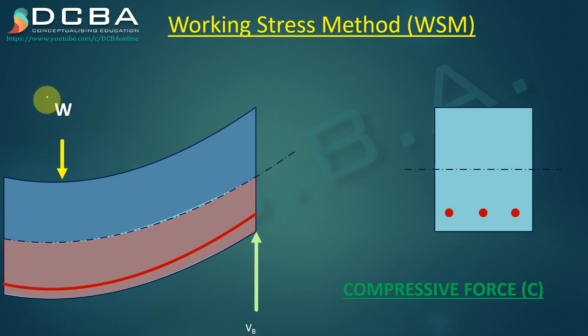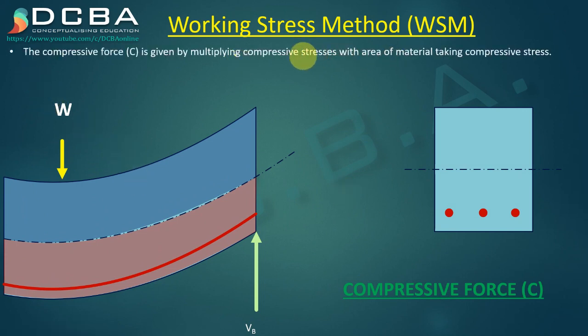Look at the statement, read it very carefully. The compressive force C is given by multiplying compressive stress with the area of material taking compressive stress. In my previous lecture, I had told you that concrete will take purely compression, okay, and above the neutral axis we have compression, below the neutral axis we have tension. So what is the area of material taking compressive stress? It is this area. This entire area is going to take only compression, nothing else. Okay, so we found one part of this statement, the area of material taking compressive stress.